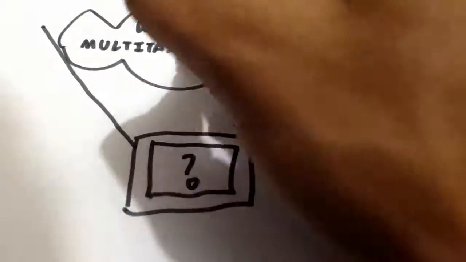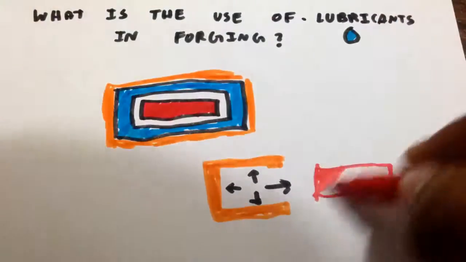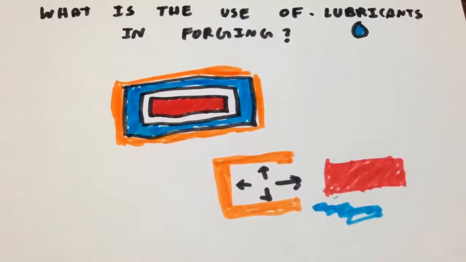It's time for this episode's question: what are multitasking machines? It's time to answer our last episode's question: what is the use of lubricants in forging? Lubricant is used as a thermal barrier to restrict heat transfer from the workpiece to the die. It also acts as a parting compound to prevent the part from sticking to the die.